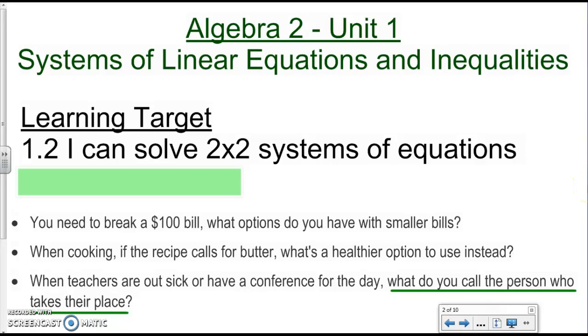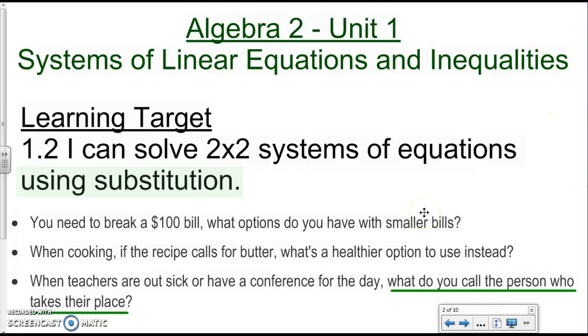Good morning. Today we are going to continue with our targets for systems of equations and inequalities for Unit 1. And our second target is 1.2. I can solve 2 by 2 systems of equations using substitution.